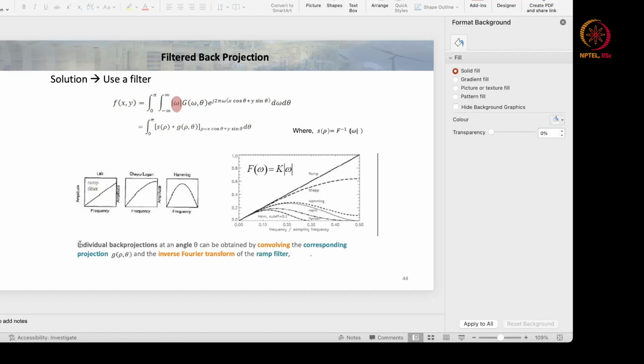So this is the important line: the back projections at an angle can be obtained by convolving the corresponding projections, which is g(rho, theta), with the inverse Fourier transformation of the Ram filter. So this is the Ram filter. This is what is done to get a better imaging quality.